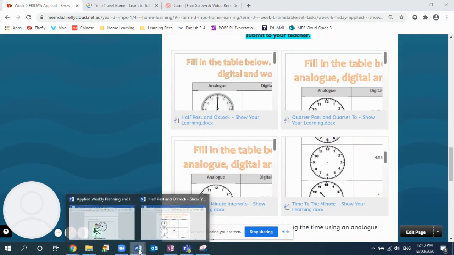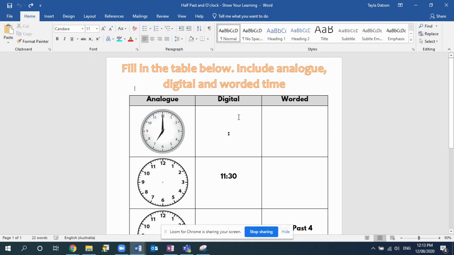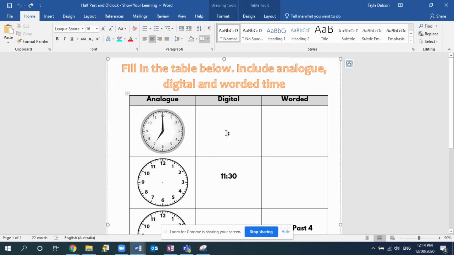Here are what the worksheets look like. You will need to fill in the table to include an analog clock, a digital clock, and a worded time. So I can see in the first question that the analog clock is showing me 7 o'clock. So I'm going to go ahead and write 7 o'clock in my digital time, and I'm going to write 7 o'clock in my worded time.